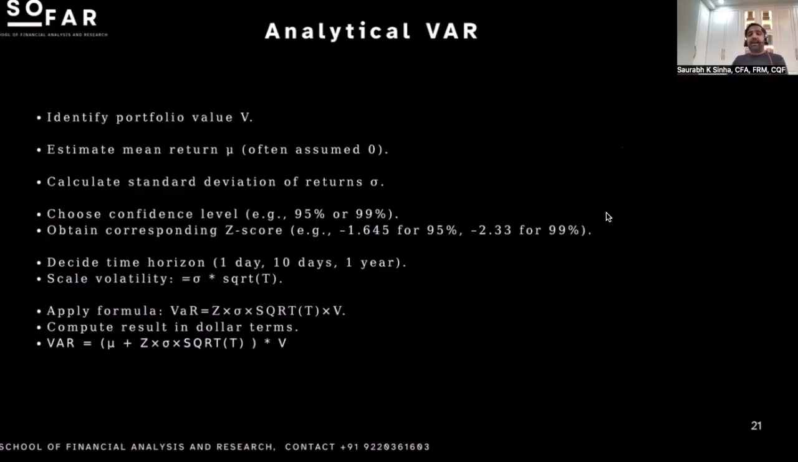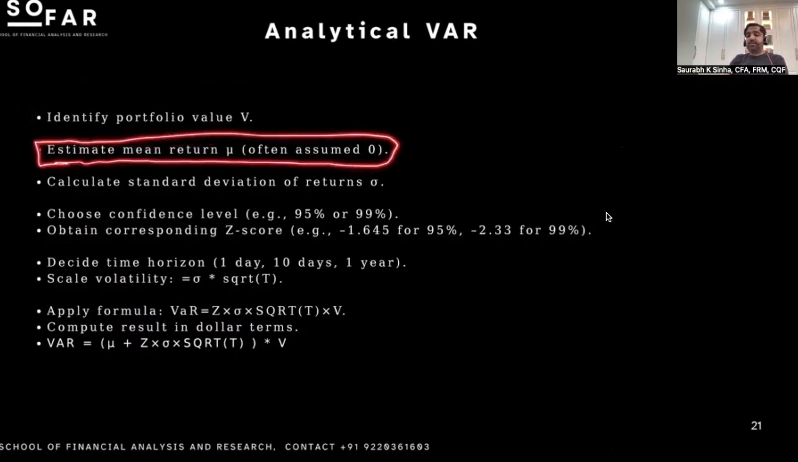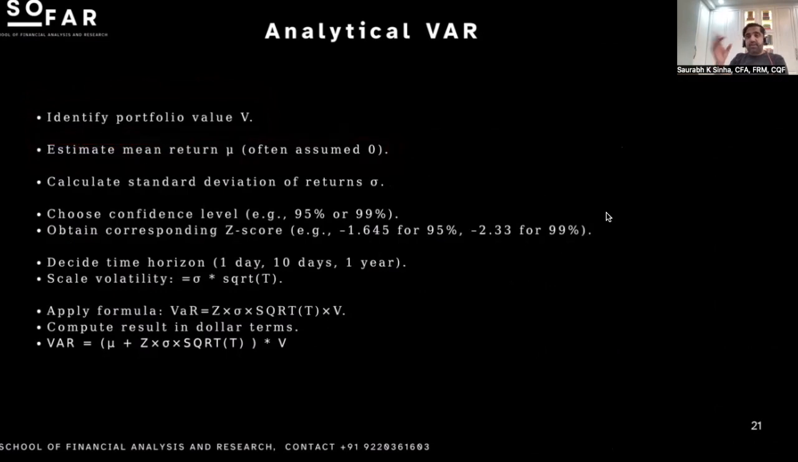So let's write down the steps for the analytical VaR. Because analytical VaR has to be always calculated in terms of value, not percentage. So first identify your portfolio value. If nothing is mentioned, assume the daily mean return to be zero. And if nothing is mentioned, even the yearly mean return you assume to be zero. Calculate the standard deviation of return. Now assume the returns are given, but the standard deviation is not mentioned. So what you'll do? You calculate.